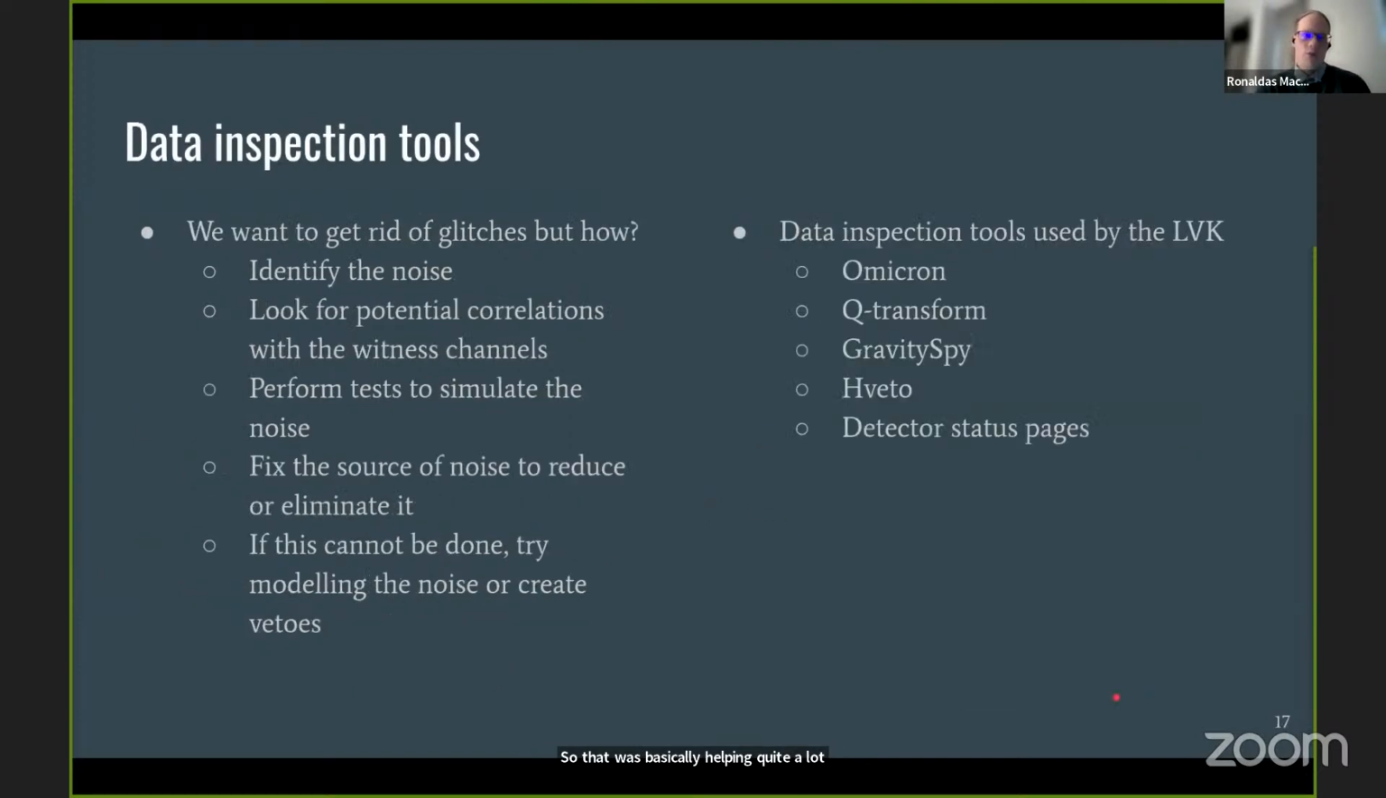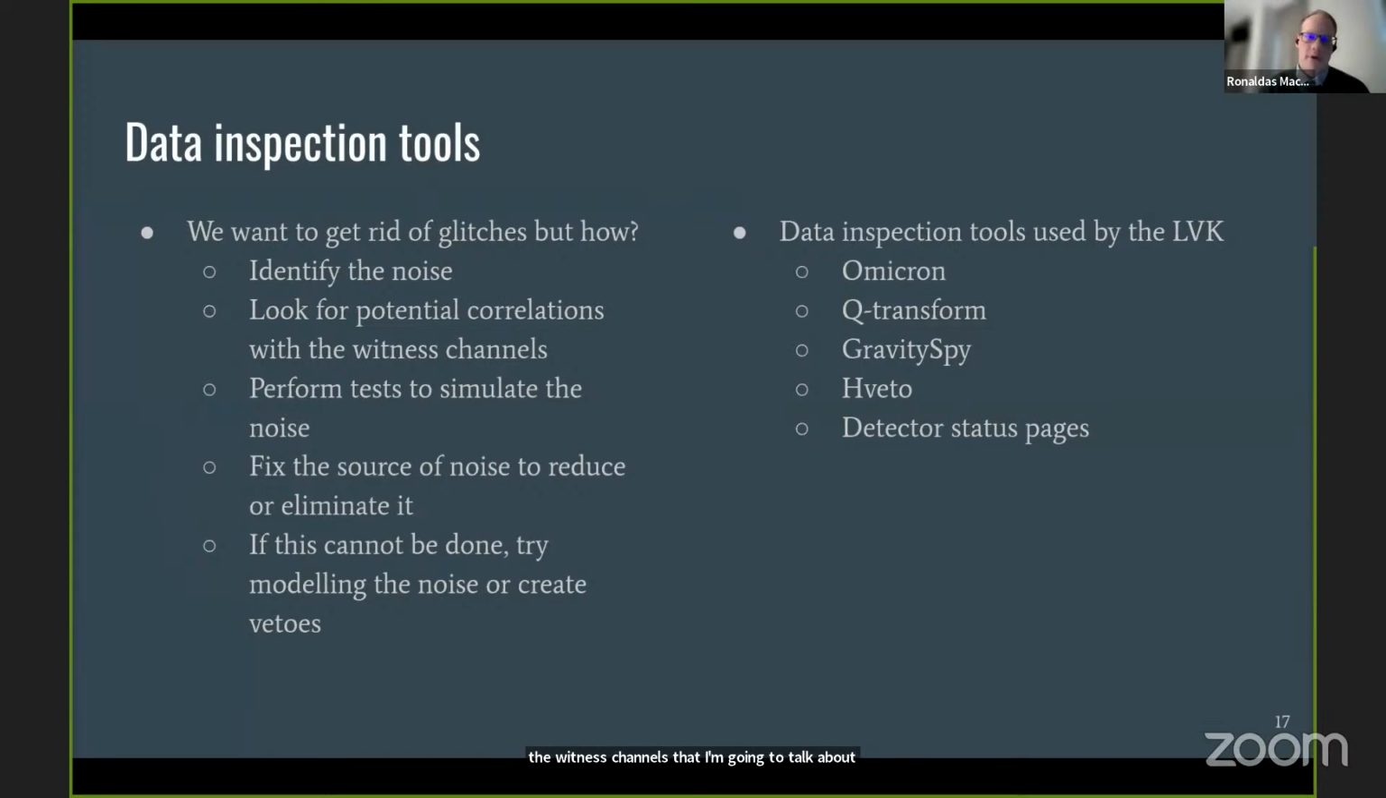What tools do we use to inspect the data, to find the glitches and try to mitigate them? Firstly, we follow this sort of procedure. We want to get rid of glitches, but how? Firstly, we need to identify the noise. Then we need to look for potential correlations with the witness channels, which I'm going to talk about later.